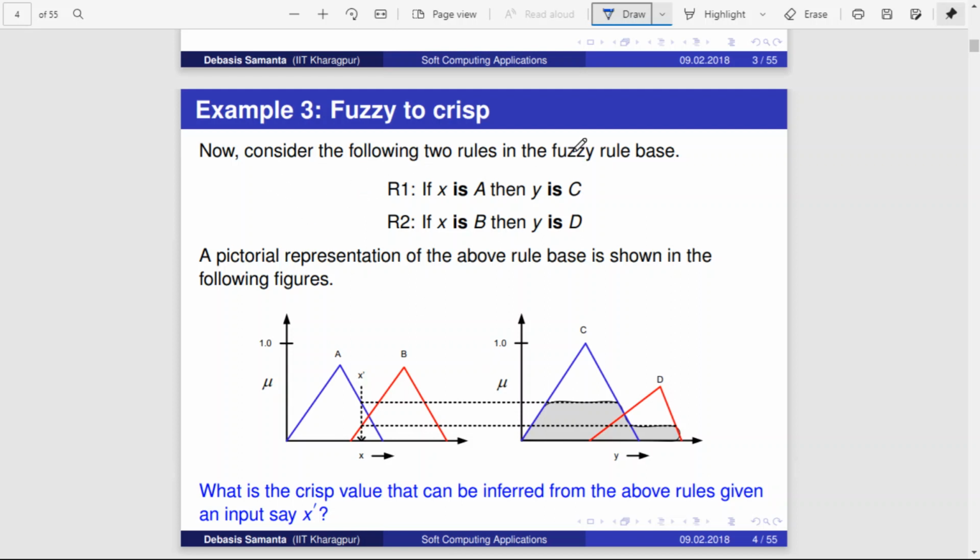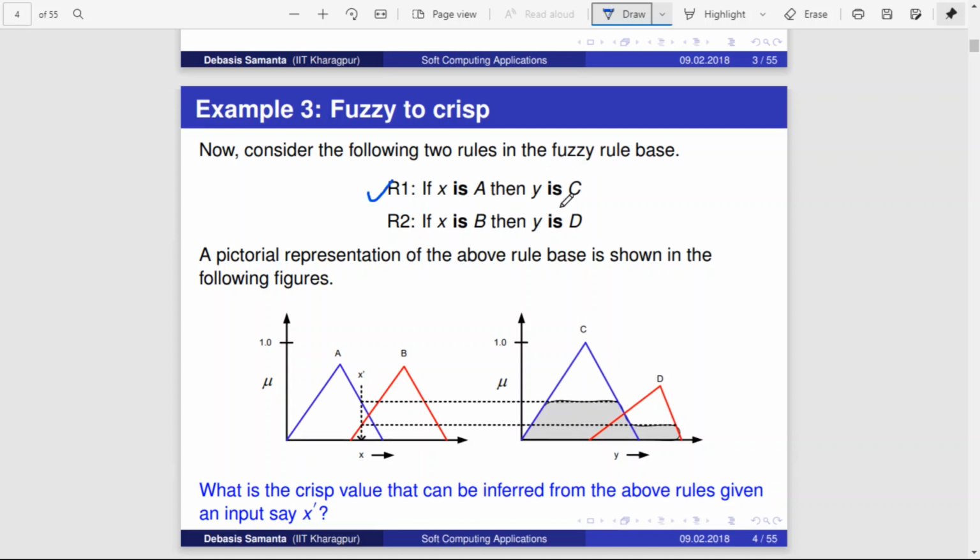Here is another example. Consider we have two rules. Rule 1 is: if x is A, then y is B. And rule 2 is: if x is B, then y is D. So here you can see x can take two values, either A or B, and y can also take two values, either C or D. This is one plot which represents x, and this plot represents y.